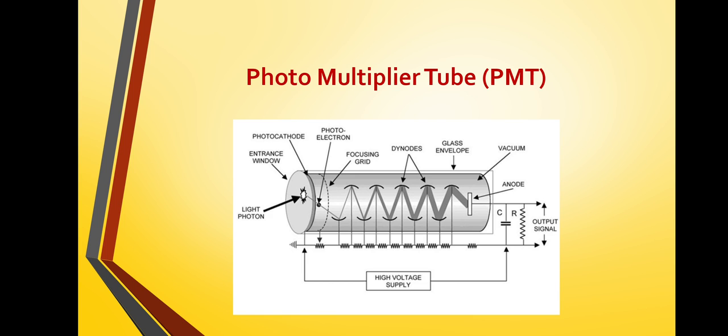So there is no need to use an amplifier here. The photomultiplier tube itself acts as a detector and amplifier. When it amplifies the signal, that signal passes towards the readout device and it shows a reading. So generally in spectrophotometer, PMT is used as a detector.